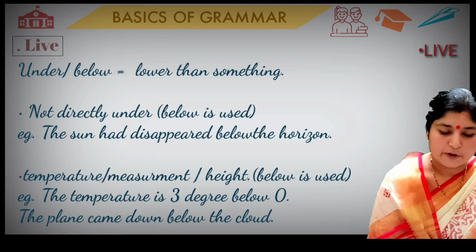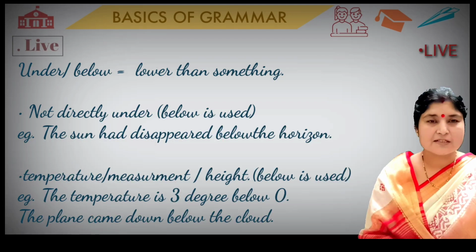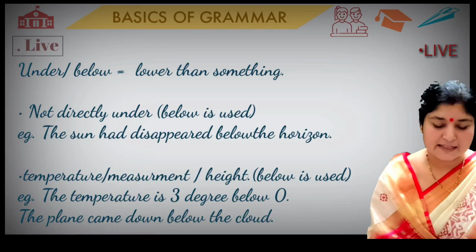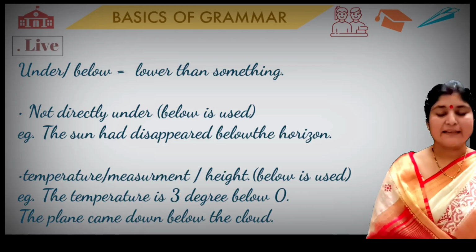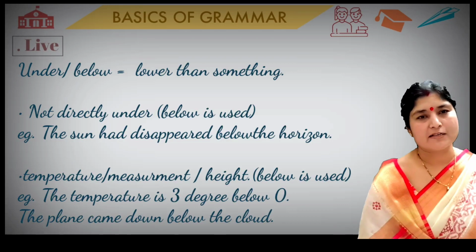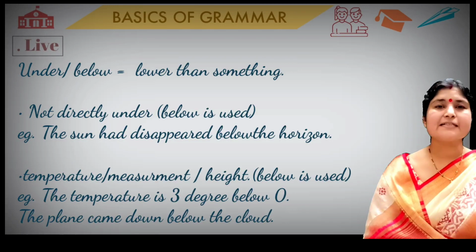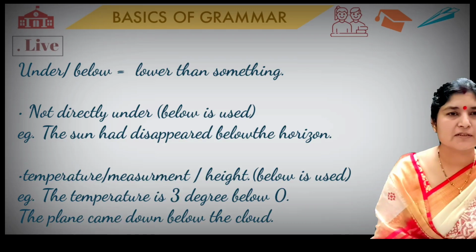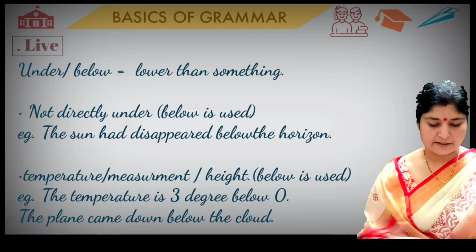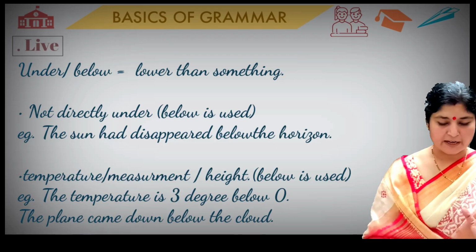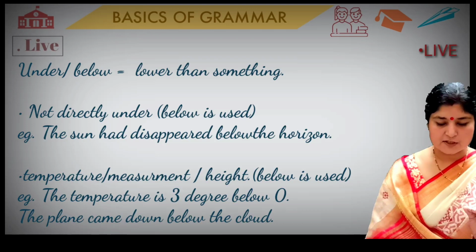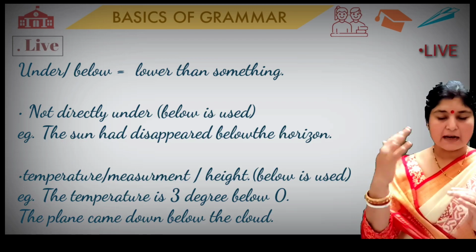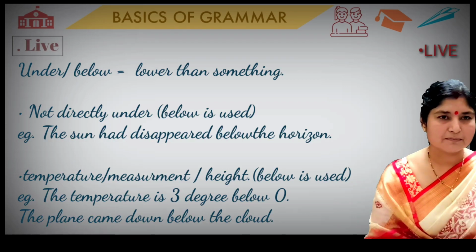Next, under and below. Under and below mean lower than something. When something is not directly under, that is below. For example, the sun had disappeared below the horizon. When we talk about temperature, measurement and height, we must use below. For example, the temperature is 3 degrees below 0. Like, the plane came down below the cloud.